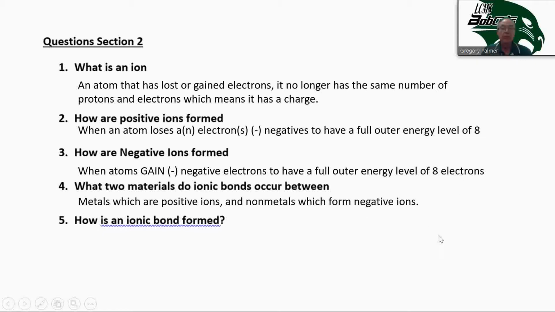Okay. What two materials do ionic compounds occur between? Metals, which make positive ions, they're on the left side of the periodic table. They have 1, 2, or 3 valence electrons, and we said they would be losing those electrons. And then the nonmetals gain electrons. They had 5, 6, or 7 valence electrons, so they can gain 3, 2, or 1 electrons, and they become negative. How is an ionic bond formed? When oppositely charged ions, like a magnet, attract each other.